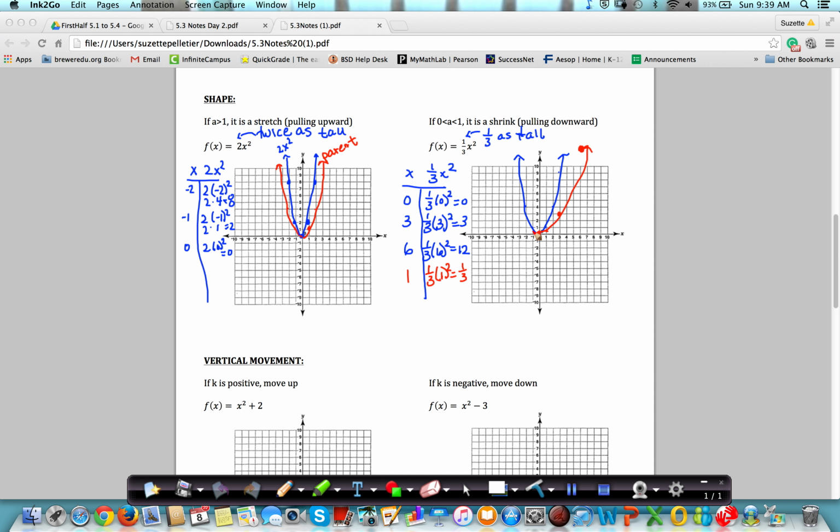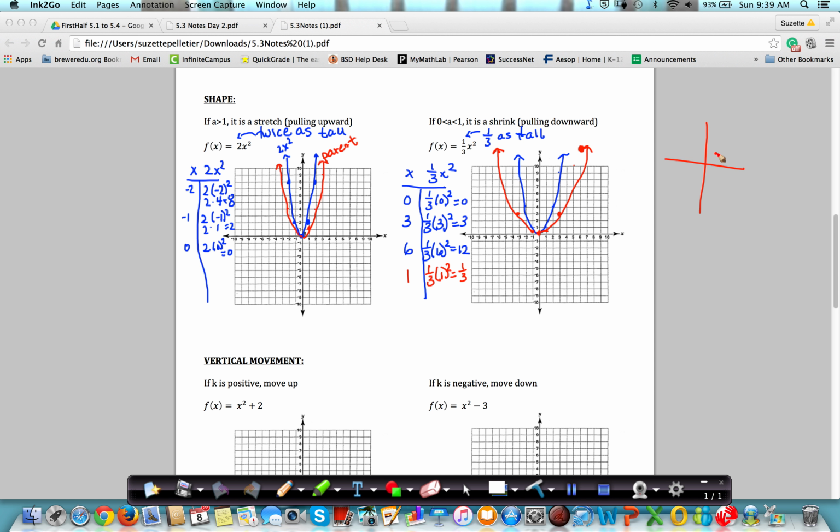So over 1, up 1/3 as high, and then 3, -3, 3, and then -6, I would be way up here at 12. So it's 1/3 as tall as it was before. You can see we're flattening it down, kind of squishing it a little bit. So the part I really want you to think about is that first set of points.